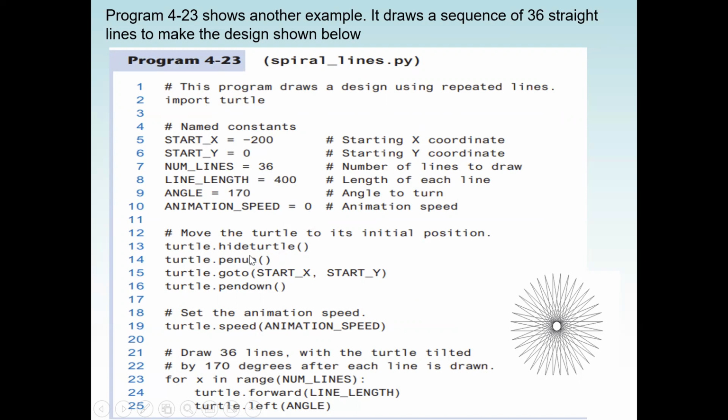We move the pen up. We go to the starting X and Y coordinate. Then we put the pen down. Our animation speed is 0. Then we have our loop now, for X in range 36. So we are going to draw 36 lines. The forward line length is given to be 400, and the angle also is 170. And this is what we get, the shape.